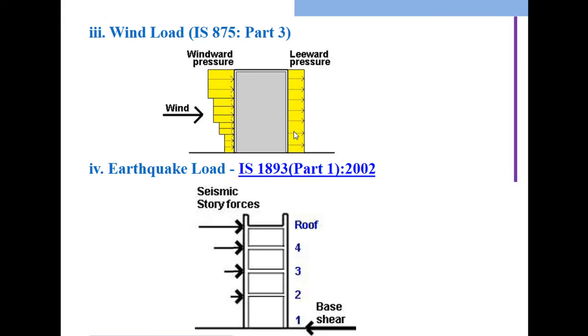Now you can see the wind load, which is given by IS code 875 part number 3, where we have to use a totally different spreadsheet, because this kind of calculation you will never get anywhere. So we will particularly design it along with the area.